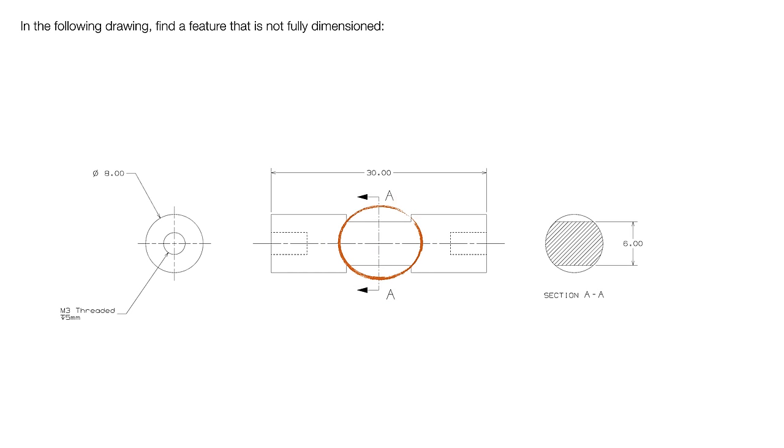It's the flats here. In the cross section, the distance between the two flats is shown. However, the distance from the edge of the shaft to the start of the flat, and also from the edge to the end of the flat, is not shown, so that needs to be in there.